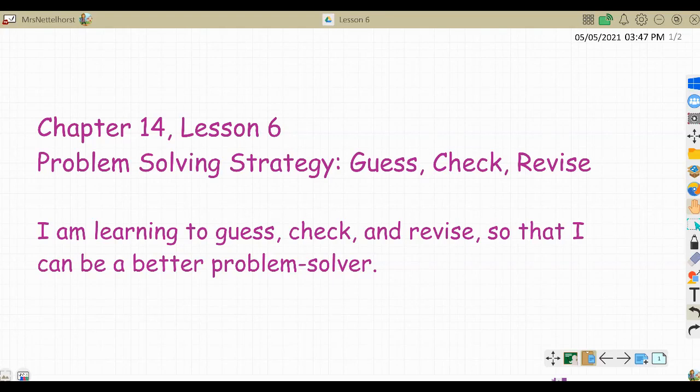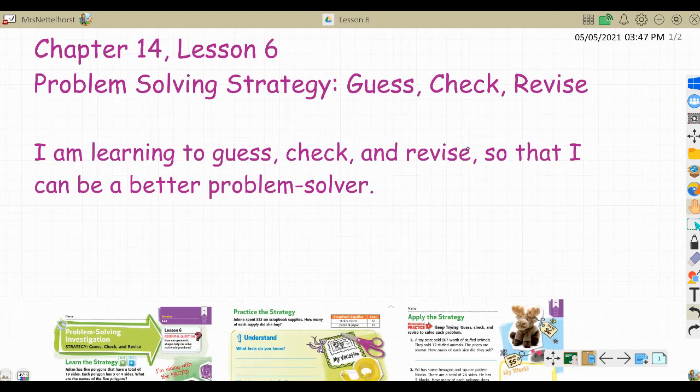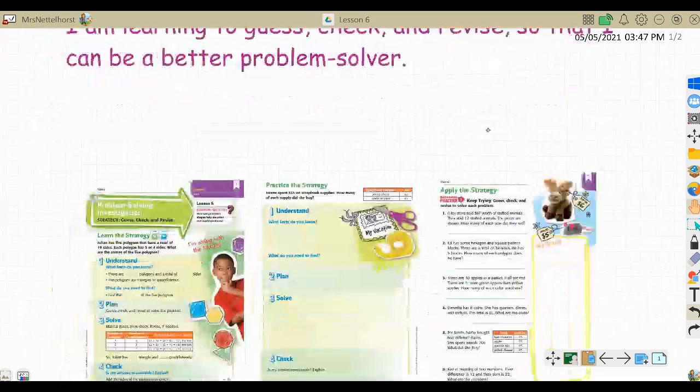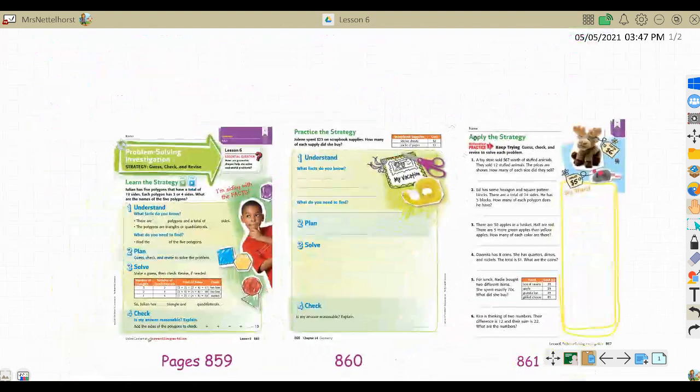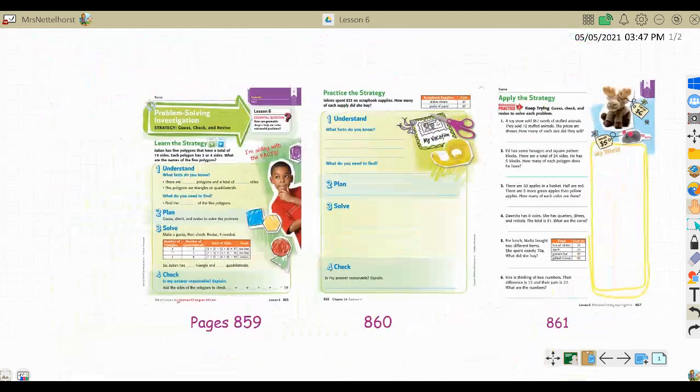Hi, boys and girls. We are doing Chapter 14, Lesson 6, Problem Solving Strategy, Guess, Check, Revise. Your learning intention is: I'm learning to guess, check, and revise so that I can be a better problem solver. I'm trying to give you as many problem solving strategies as we can to help you with those math word problems, because when you get older, you will have a lot of them.